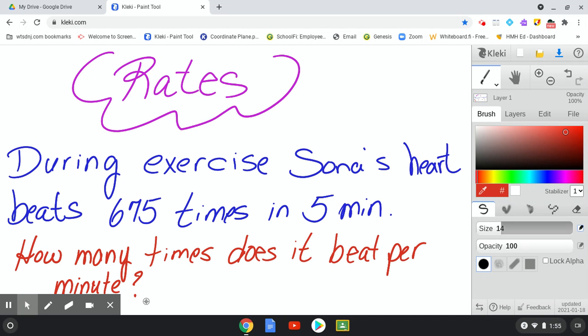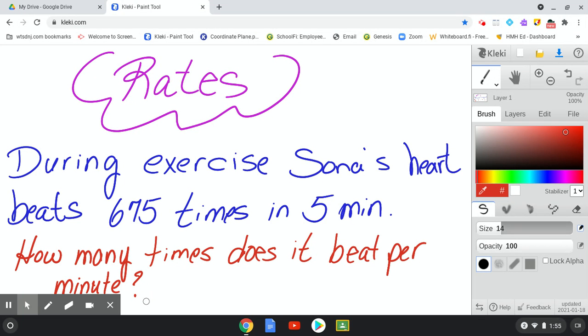Quick review on calculating rates. So here we have the example. During exercise, Sonia's heart beats 675 times in 5 minutes. The question is asking how many times does it beat per minute? So that means we want to know how many times it beats for every 1 minute.